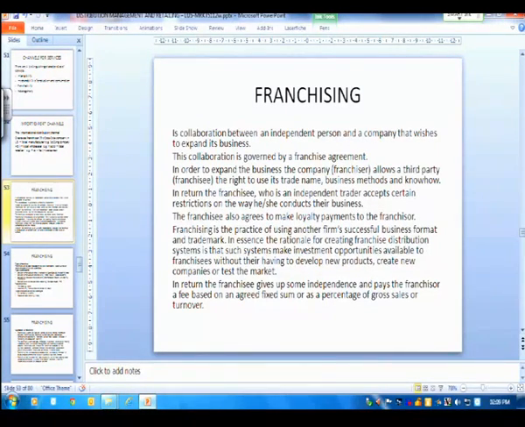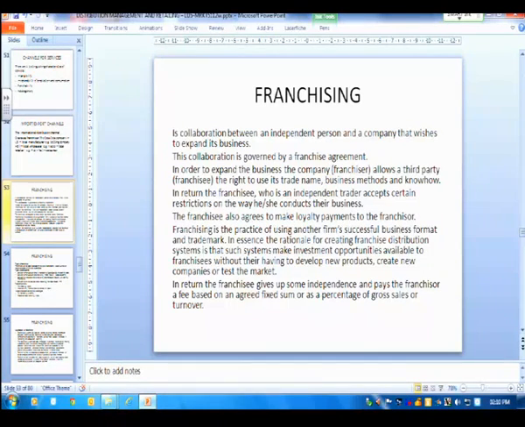Franchising is the collaboration between an independent person and a company that wishes to expand its business. This collaboration is governed by a franchise agreement. In order to expand the business, the company, which is the franchisor, allows a third party, which is the franchisee, the right to use its trade name, business methods, and know-how.